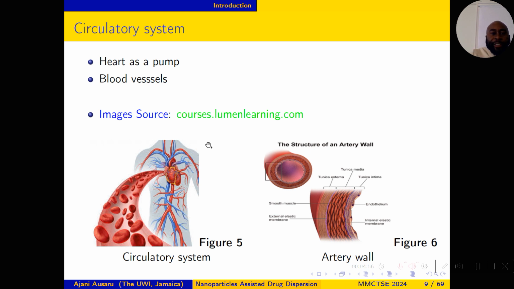When we talk about the circulatory system, we know that the heart is basically a pump that drives the flow of blood throughout the system. The heart and the blood vessels comprise the circulatory system. As you can see here, a lot of our arteries or vessels that make up our body are cylindrical in geometry, and so our mathematical models assume a cylindrical structure.